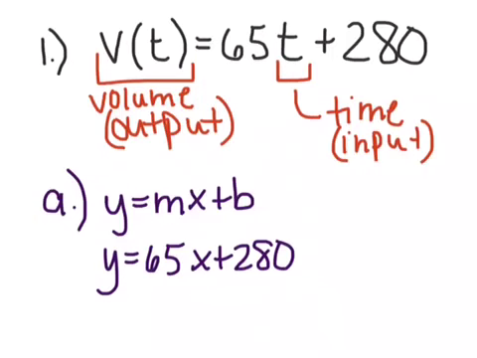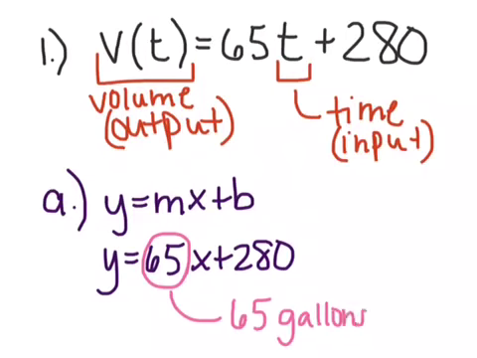So 65 is our slope, and that's always the rate. So it's 65. And since our problem said the volume was in gallons and time was in minutes, this would be 65 gallons per minute.